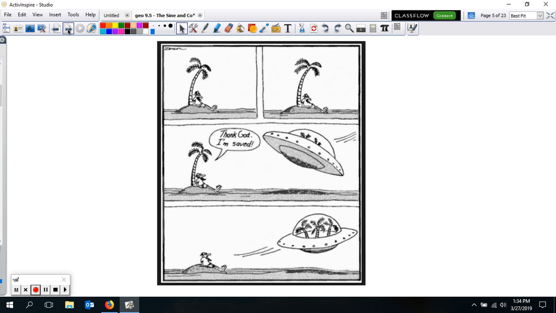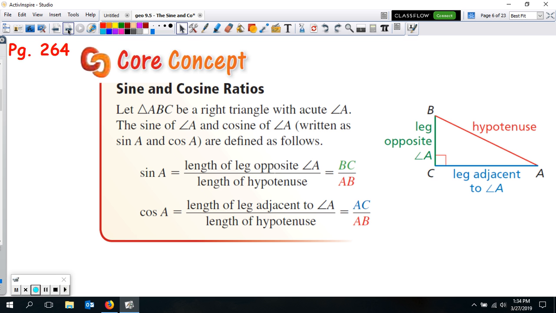Alright, let's go on to the core concept of the sine and cosine ratio. On page 264 in your notes, we'll see the sine and the cosine both deal with the hypotenuse. Remember the ratio for the tangent did not deal with the hypotenuse. It was just opposite over adjacent. So it's always going to be a ratio, something over something. For sine and cosine, it's going to be over the hypotenuse. Sine is the opposite over the hypotenuse, and the cosine is the adjacent over the hypotenuse. And that's what we can see here if we have a right triangle.